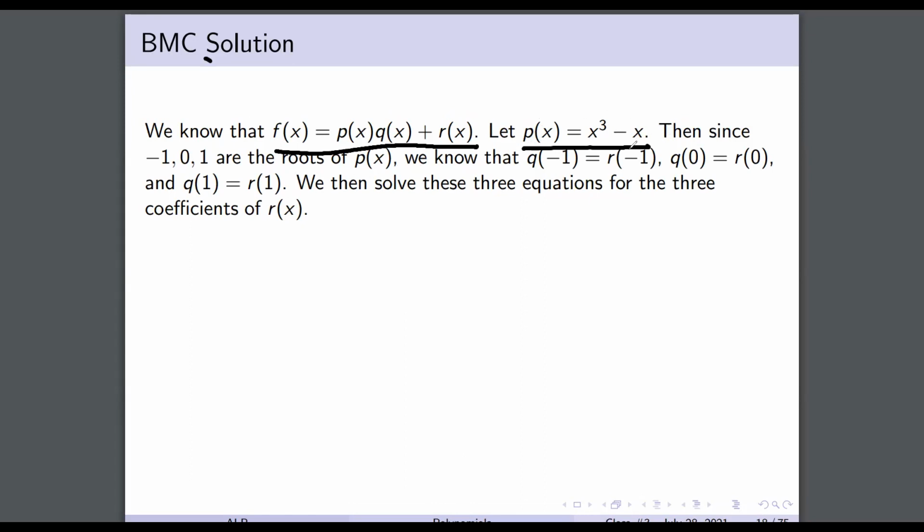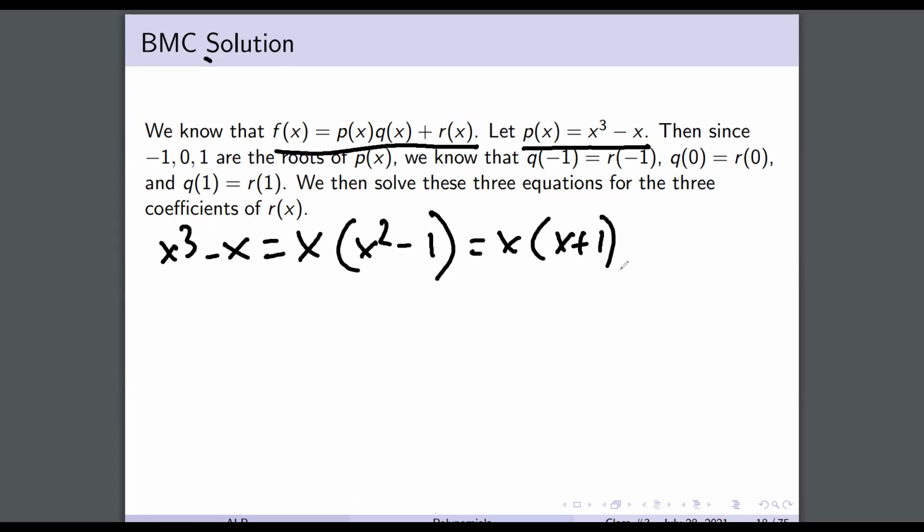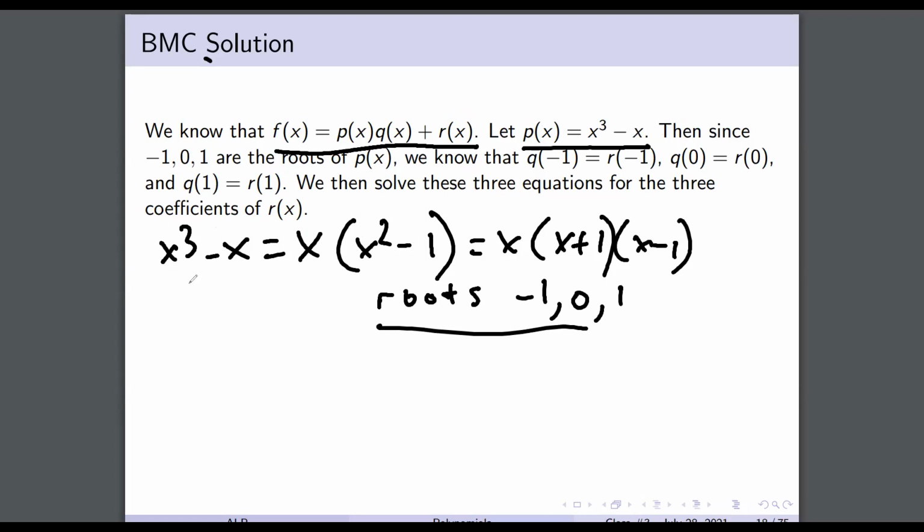If we factor out x cubed minus x, we get x times (x minus 1) times (x plus 1), so our roots are -1, 0, 1. This is how we get our roots, by factoring x cubed minus x. So we know that -1, 0, and 1 are the roots.